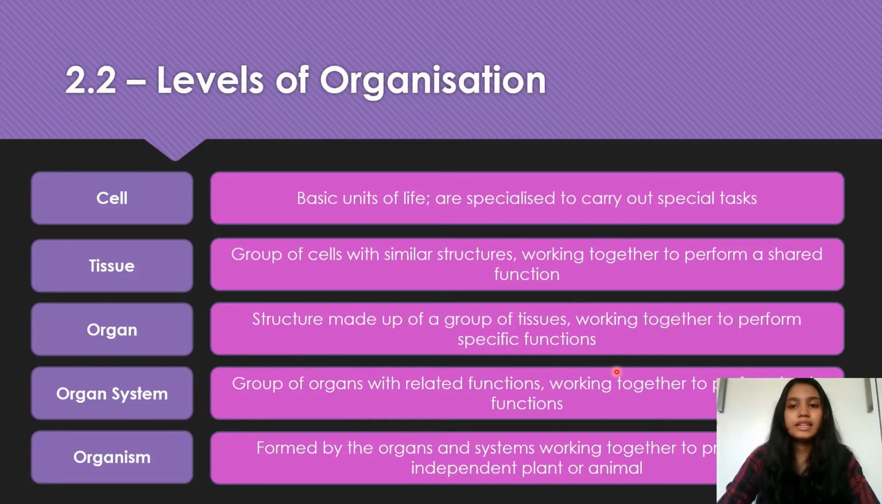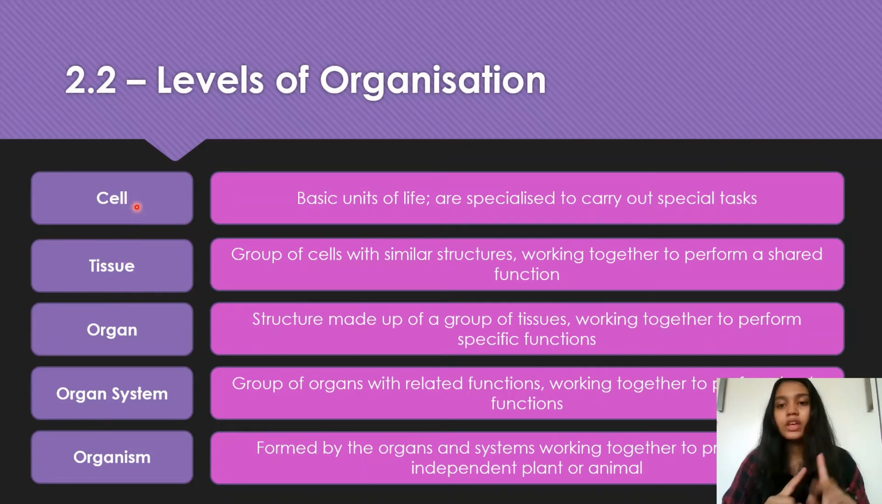You will need to memorize every structure and the definition. So there's no real definition for a cell, but I wrote it down myself. So a cell is the basic unit of life. It is specialized to carry out special tasks. Then you have a tissue. So this is basically the order, the levels of organization.